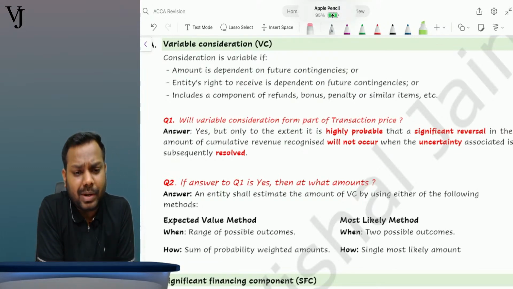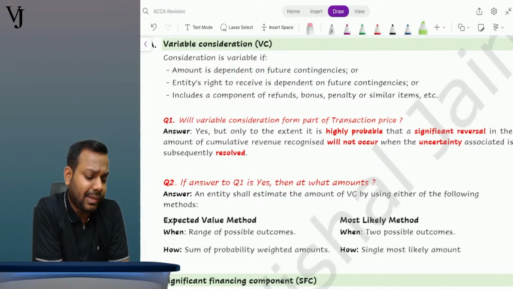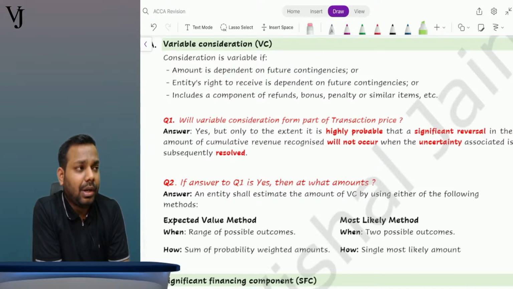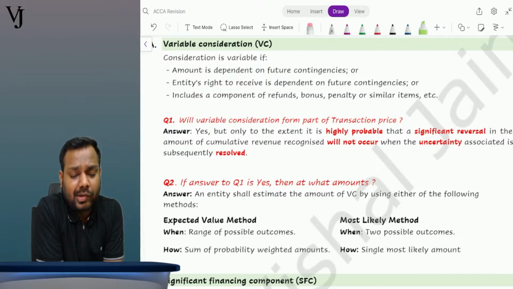What is the meaning of variable consideration? I will give a few examples, like real estate. DLF has entered into a contract with, let's suppose, Fortis to construct a hospital. DLF is the entity in my case and Fortis is the customer, because DLF is the real estate developer.